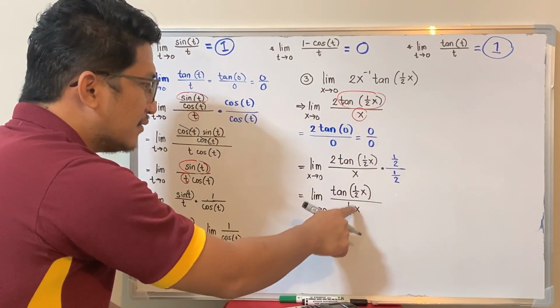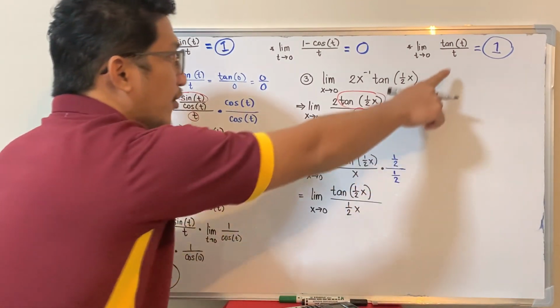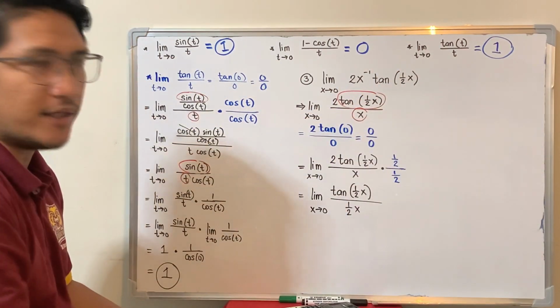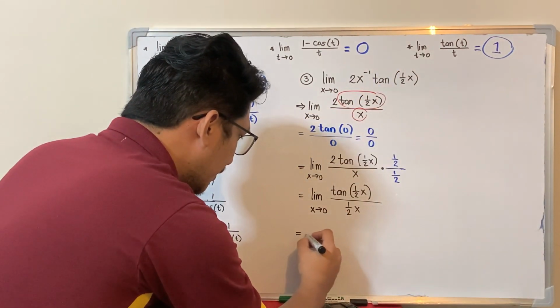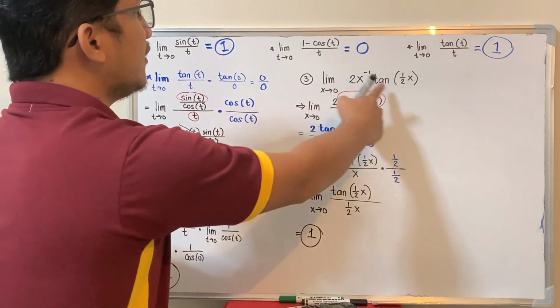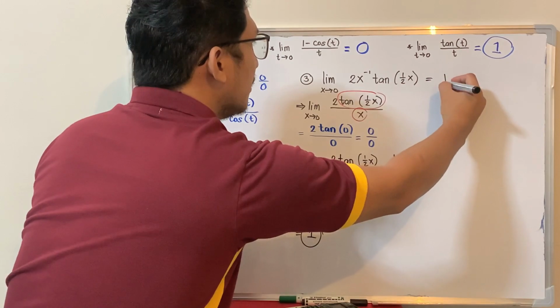According to this one, basta pareho ang angle and denominator, then, checkmate, it's just equal to 1. So, 1 rabi ay ang result. Okay, so the limit of this function is just equal to 1.